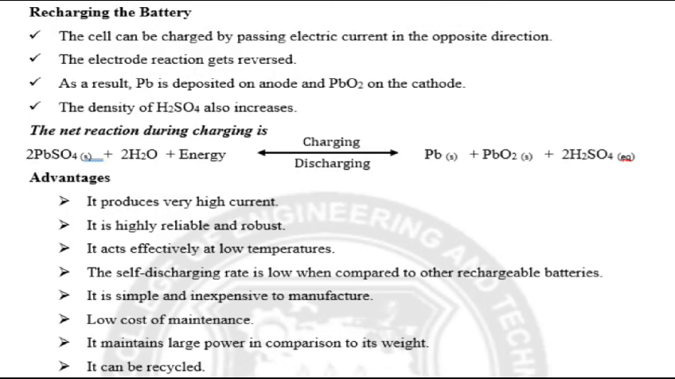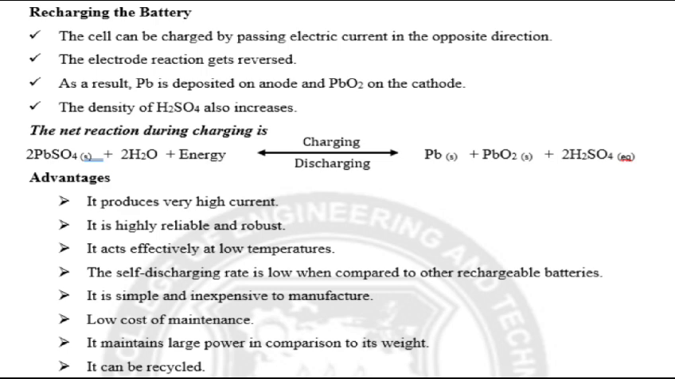So when we go for recharging, the current should be passed in the opposite direction. The electrode reactions get reversed. As a result, the lead sulfate dissociates to again lead and gets deposited at the anode, and lead dioxide gets deposited at the cathode. And also the density of sulfuric acid increases. So then the reaction is shown as below.